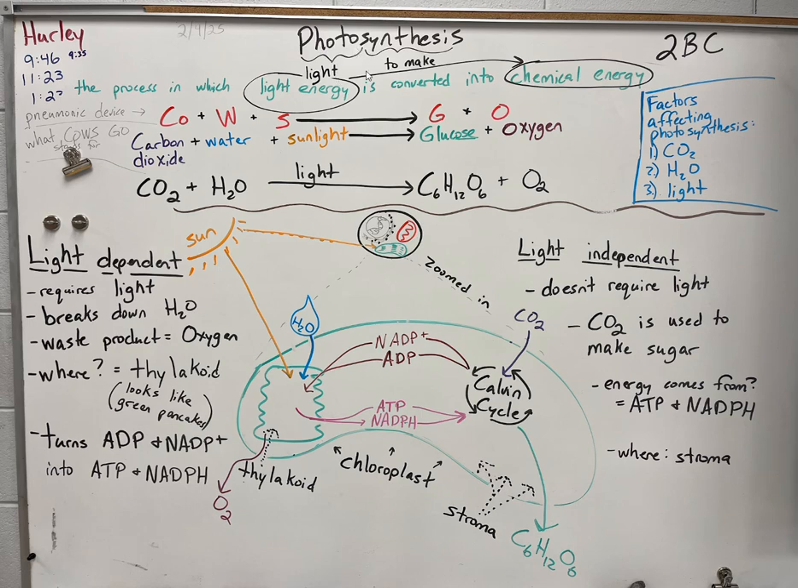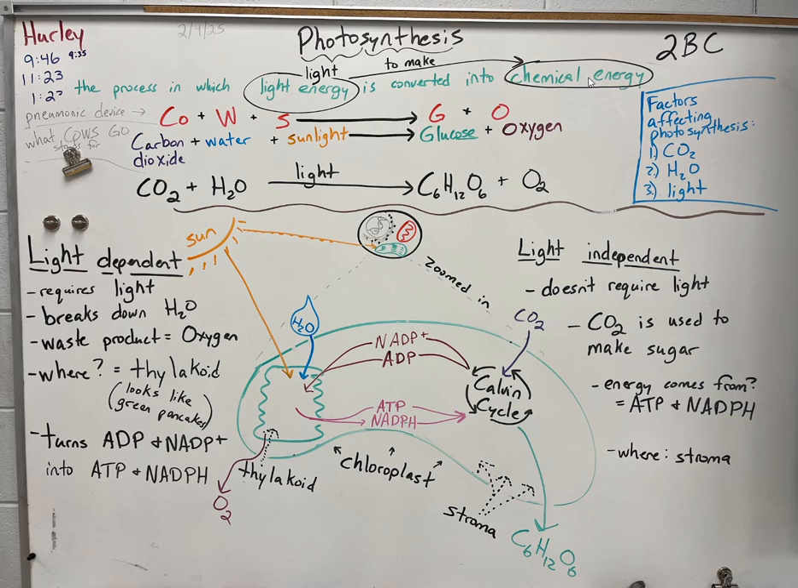photo means light. And to synthesize something, the way we've been talking about it today, is to kind of make something. So photosynthesis is making something out of light. It's using light to make something. And so the definition that I'd like for you to write down is the process by which light energy is converted into chemical energy.